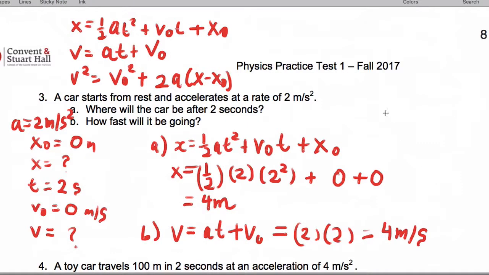All right, so those are the kind of the shorter acceleration questions, and we'll do more in the next video.